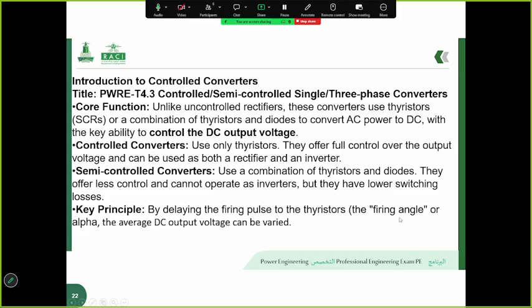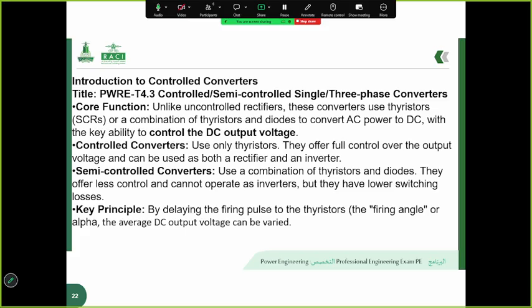Okay, this slide provides an overview of controlled and semi-controlled three-phase converters, also known as rectifiers. Unlike their uncontrolled counterparts, which use only diodes, these converters use thyristors (SCRs), giving them the ability to actively control the DC output voltage. So first, let me start to explain about controlled converters.